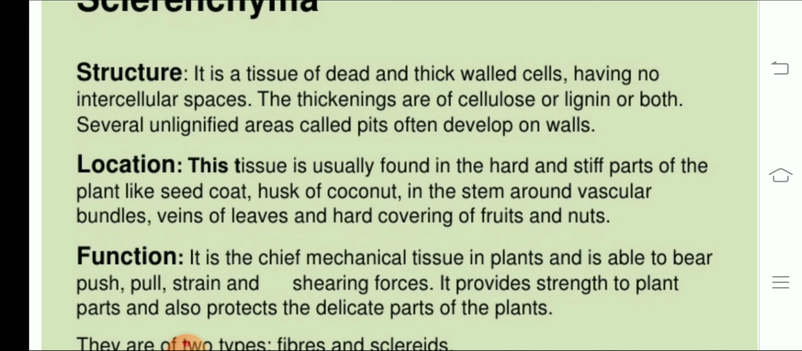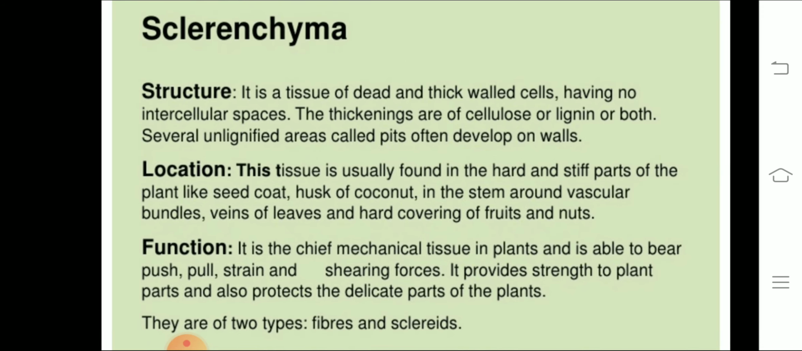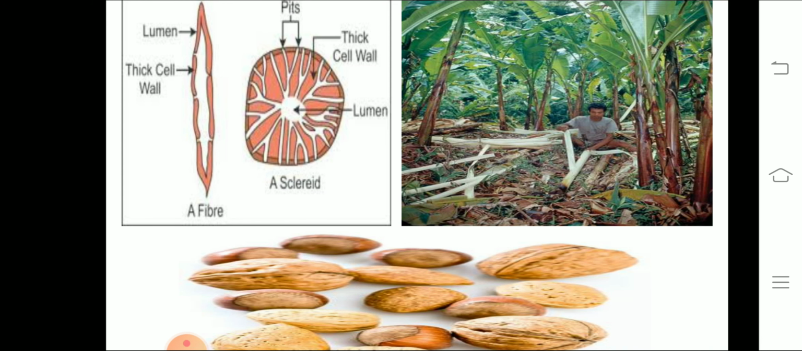It is able to bear push, pull, strain, and shearing forces, and provides strength to the plants, and also protects the delicate parts of the plant. Sclerenchyma is of two types, fibers and sclerites. Fiber is long and elongated, and sclerites are round in shape and very stiff. We can find fibers when a person removes something from the banana stem, that is nothing but fibers, sclerenchyma in the form of fibers. The coverings of nuts and seeds are made up of sclerites.